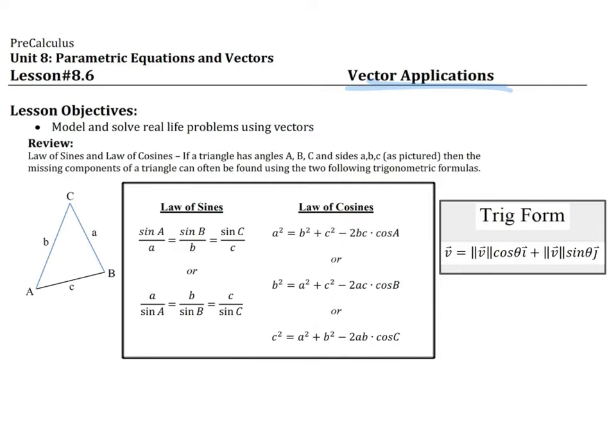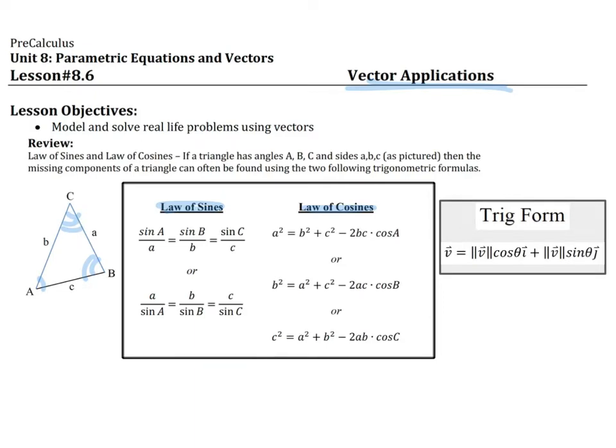But before we get started on this lesson today, for our vector applications, we're going to do a quick review of law of sines and law of cosines. And remember, these two formulas are for non-right triangles. So you have your triangle on the left-hand side here. We have angle A, angle B, angle C.